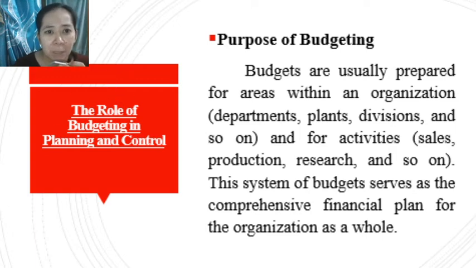So here, aside from the different departments or parts of the organization, we can also prepare budgets for the different activities. Okay, so we can prepare budgets for sales, production, research, and other activities. Okay, all of the activities actually, because the management also wanted to know, especially the costs incurred for the different parts or the different activities of the organization, so that they will be able to minimize those costs for the benefit of the organization.